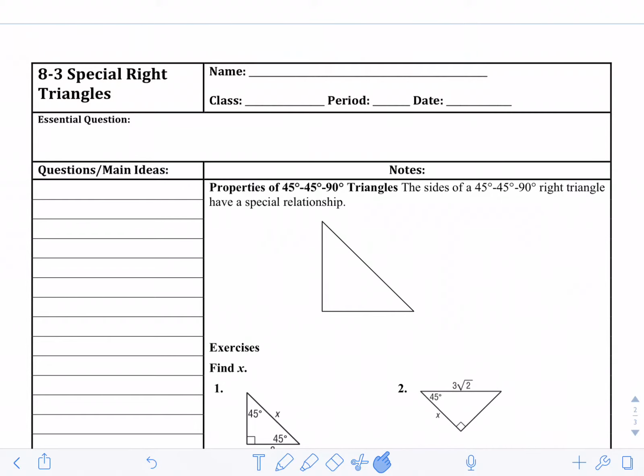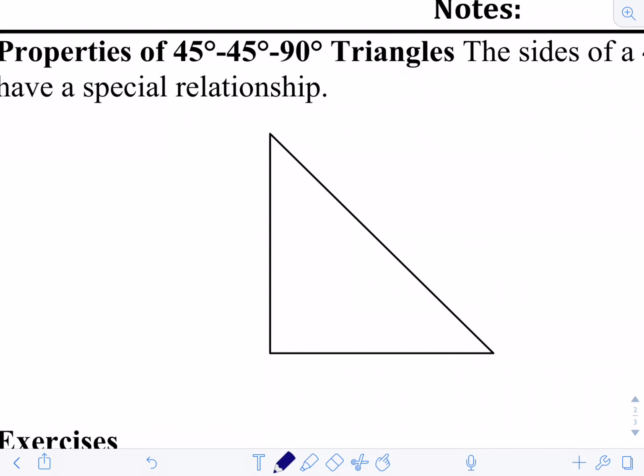All right, this is your 8-3 notes. It's over special right triangles. The first special triangle we're going to look at is a 45-45-90 triangle. So what that means is that you have a right triangle, and here you have 45 degrees. The other one's going to be 45 degrees.